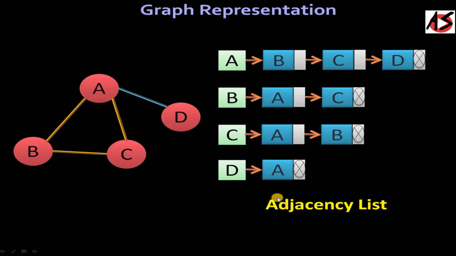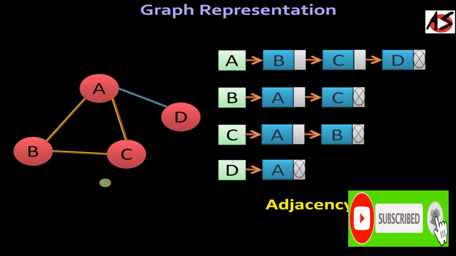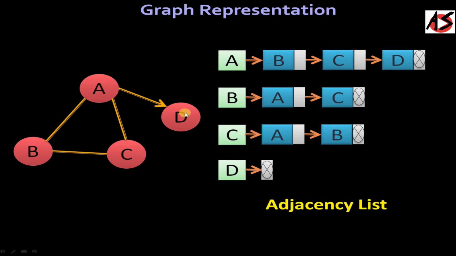So this is an undirected graph. If you have 4 edges, then you have 8 nodes in the linked list, which is exactly double the number of edges. Now if you are talking about a mixed graph like this, here you have an edge from A to D only, but you can't go from D to A. So in the list of A you have a D element, but in the list of D there is a null, because you can't reach any element from D.